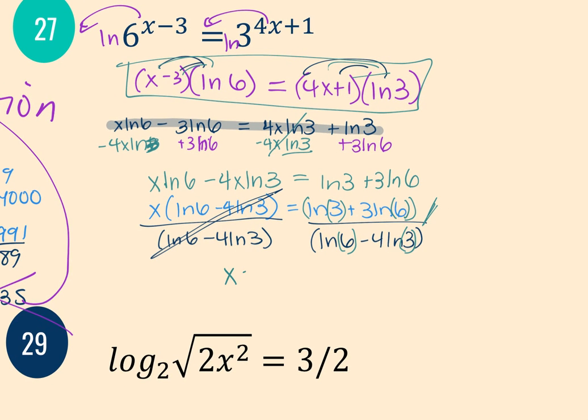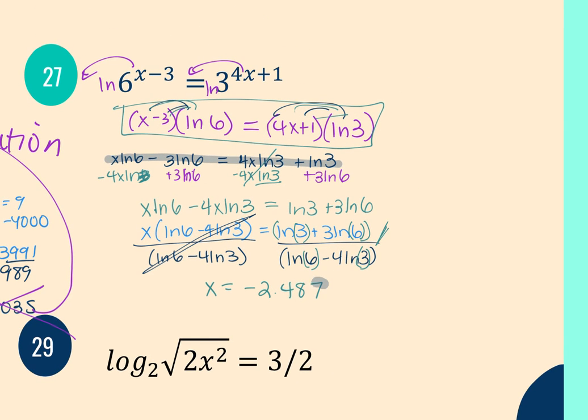And I get x equals negative 2.487. If you had extra time, you can check these, but you don't have to check these like you have to check the logs because my original equation doesn't have a log in it.